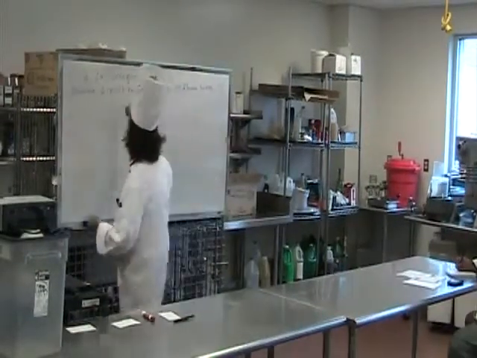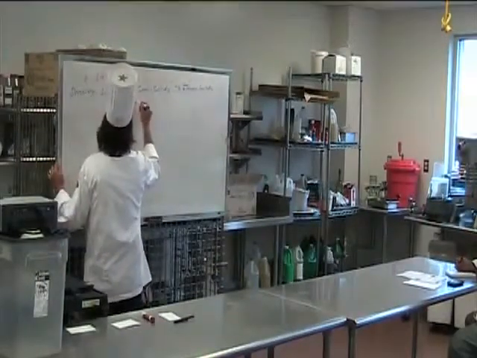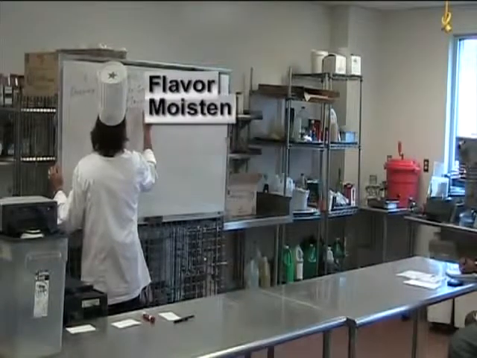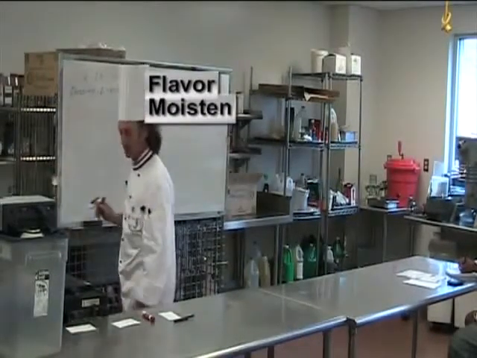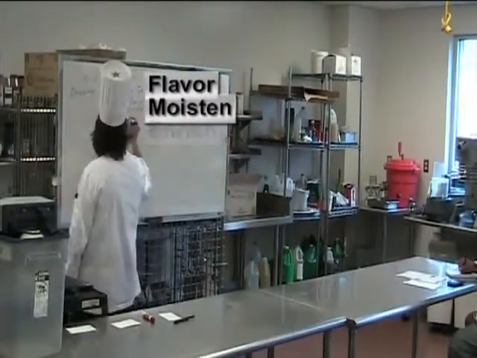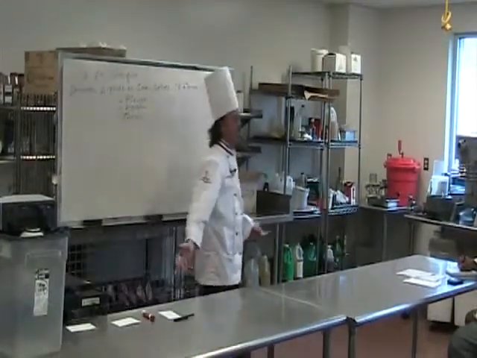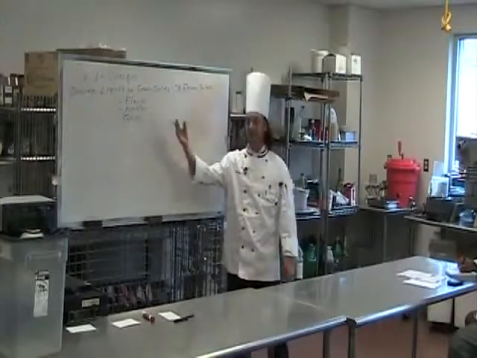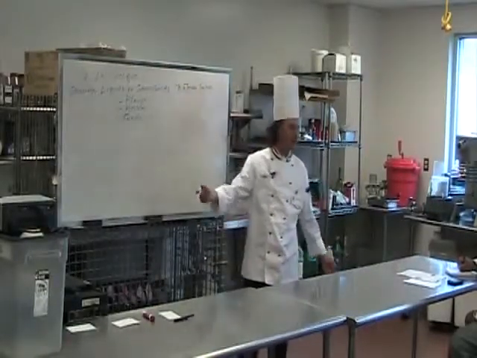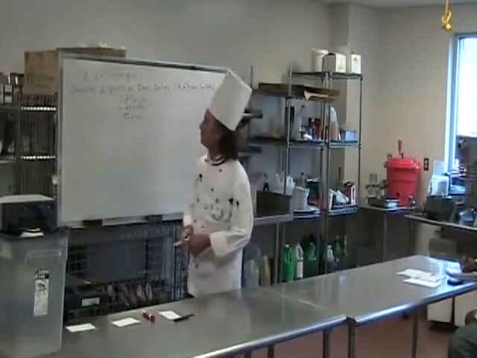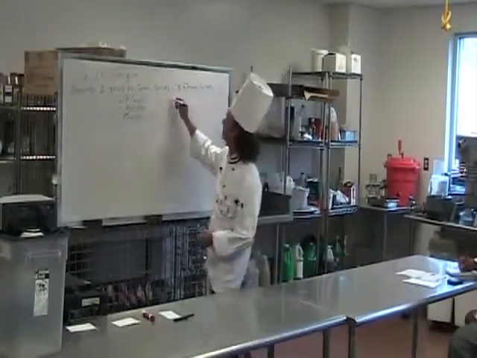Salad dressings. The purpose of them is to flavor, moisten, and enrich. Why do you add a sauce to anything, for that matter? To flavor, moisten, and enrich. Hot sauce, cold sauce serves basically the same principle. There are three categories of cold sauces.